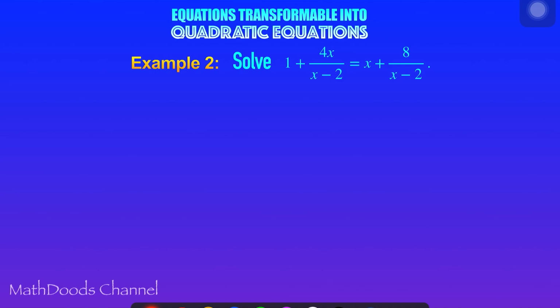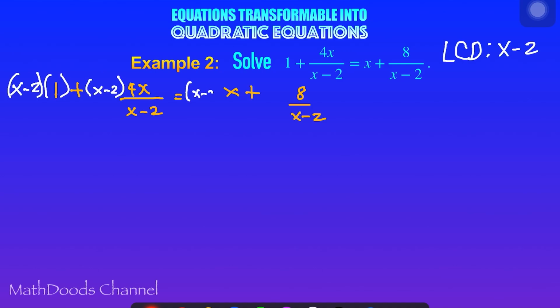X minus 2. Ayan. May parenthesis. Ito din. X minus 2. X minus 2. X minus 2 para makancel yung mga meron sa numerator and denominator. Ayan. Tapos simplify natin.